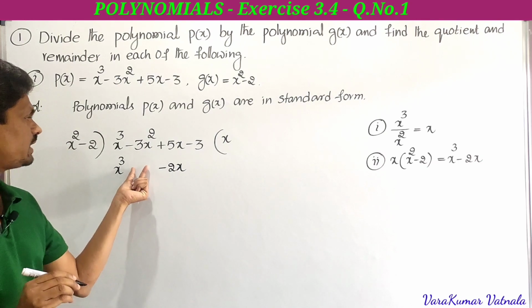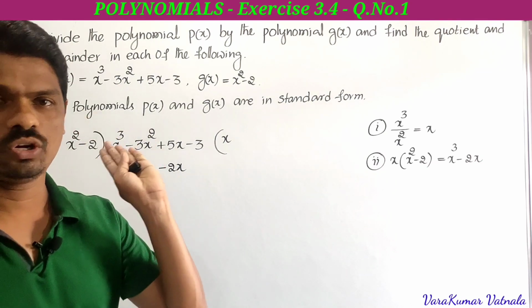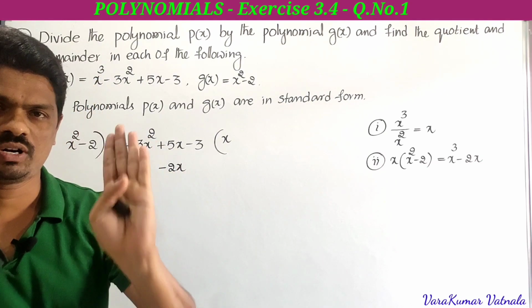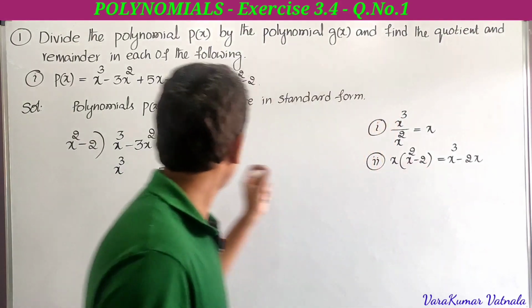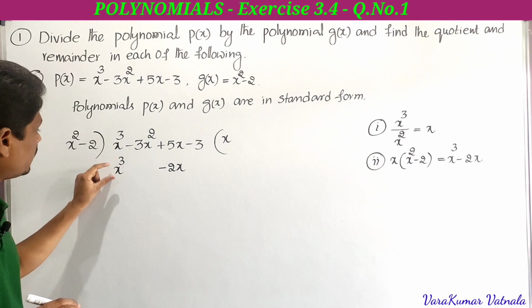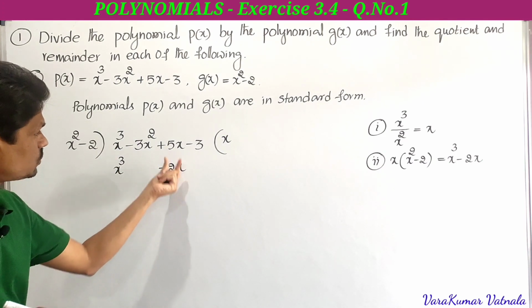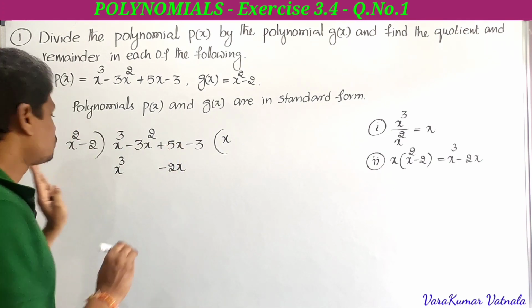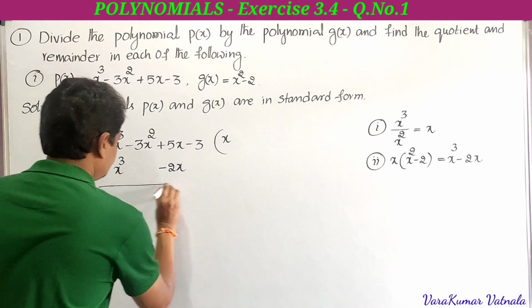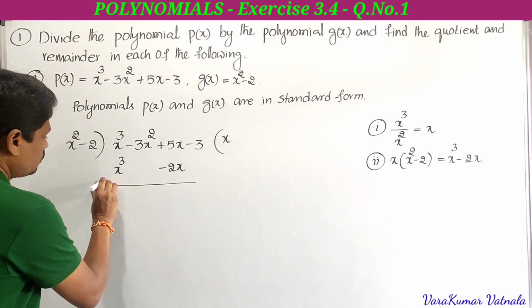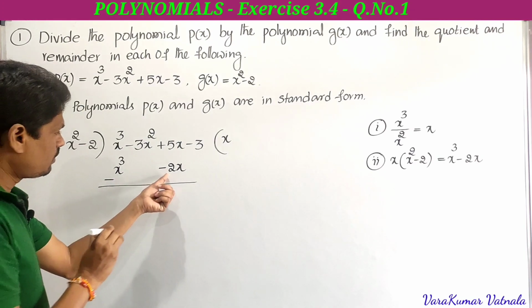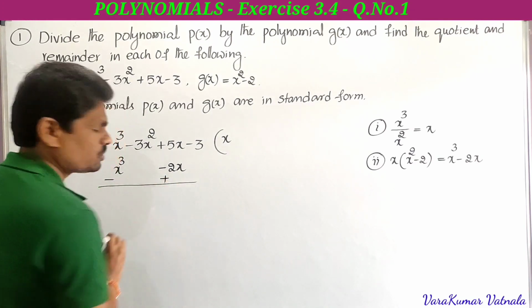If you write minus 2x elsewhere, you can get confused. So this is very important. So here x cube minus 2x is there. Write the x cube term below the x cube term. Write the x term below the x term. So now subtract. So here upon subtracting, this plus x cube becomes minus x cube, minus 2x becomes plus 2x.